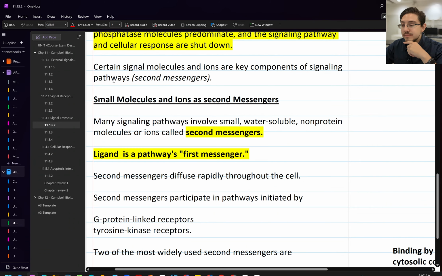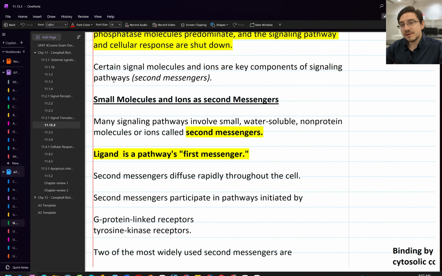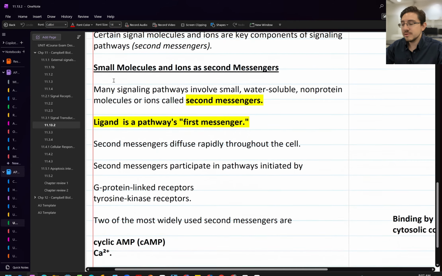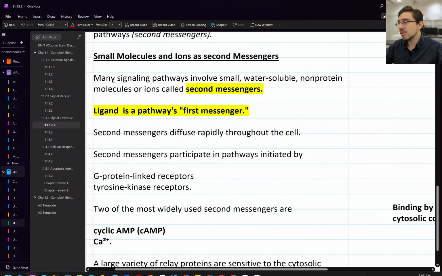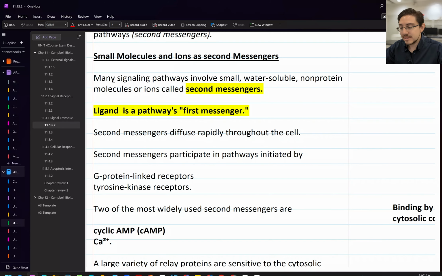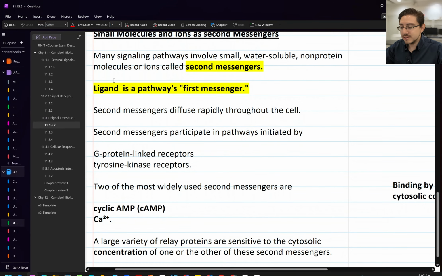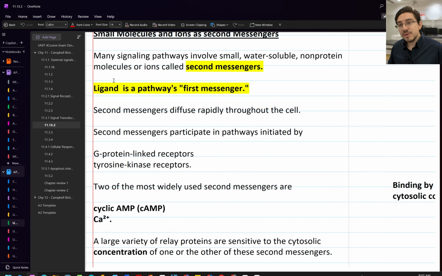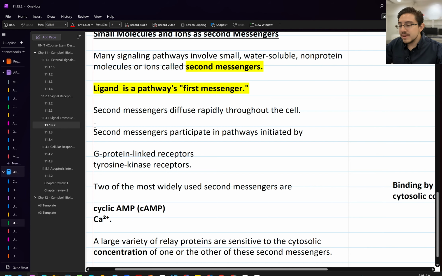And then continuing on to passing down the signal, we have another set of messengers that in biology textbooks we generally call second messengers. There are a couple of types of second messengers, and these could be small water-soluble molecules. They're non-protein molecules. Amongst these second messengers, as I mentioned earlier in the video, you have cyclic AMP, or cAMP, or calcium 2+ ions, which I'm just going to call calcium ions.